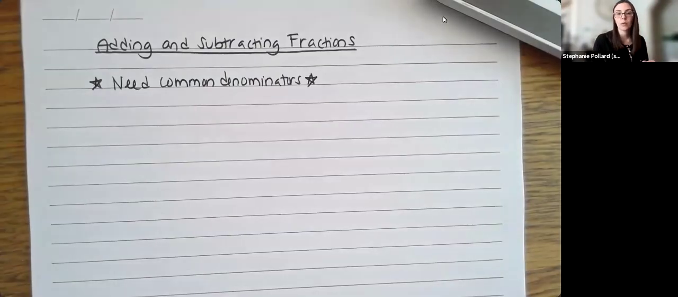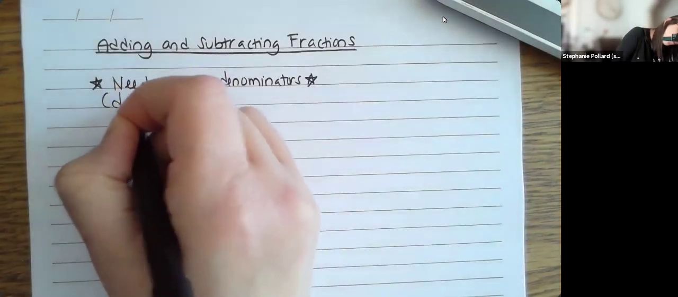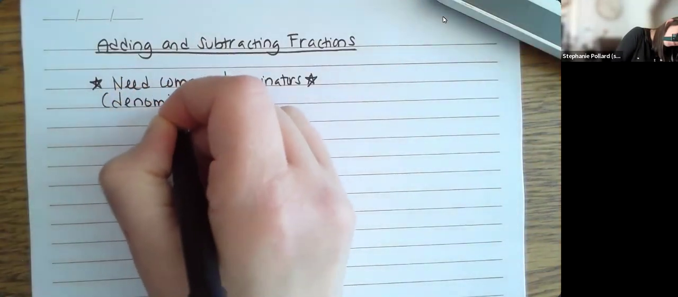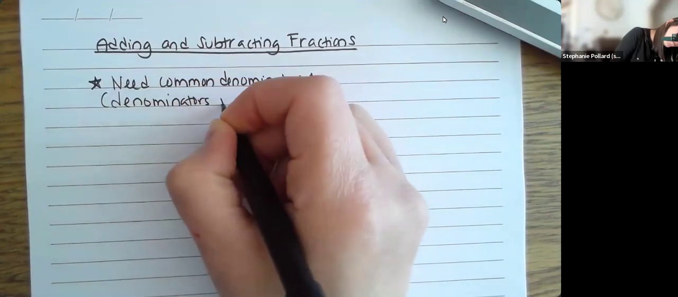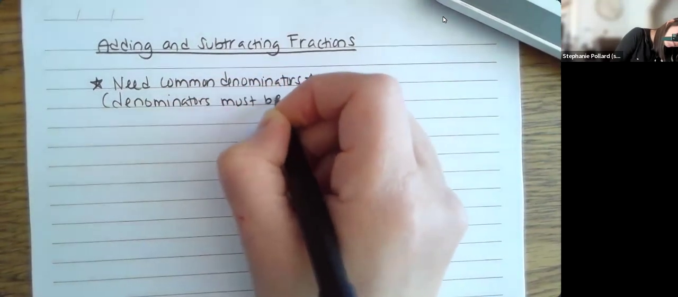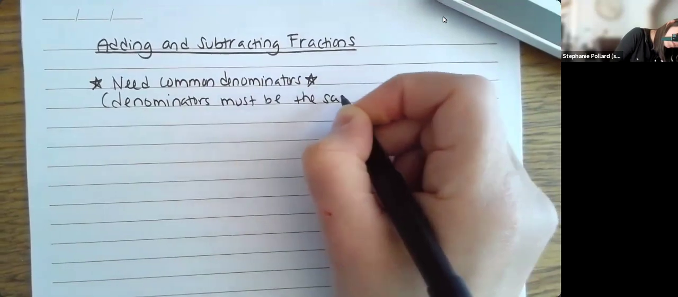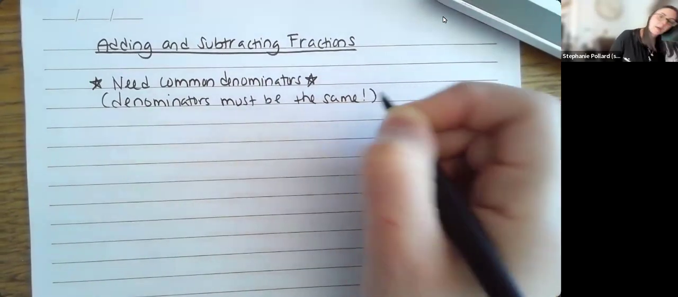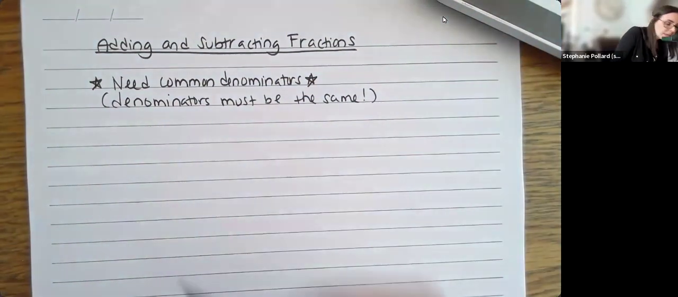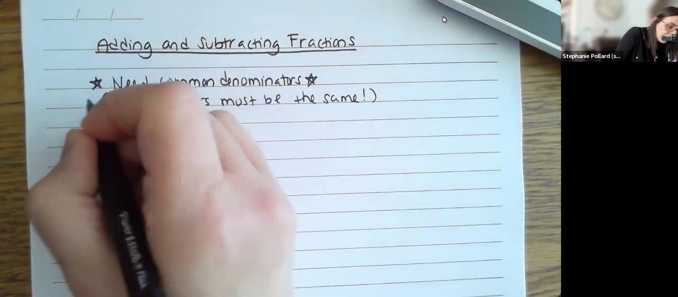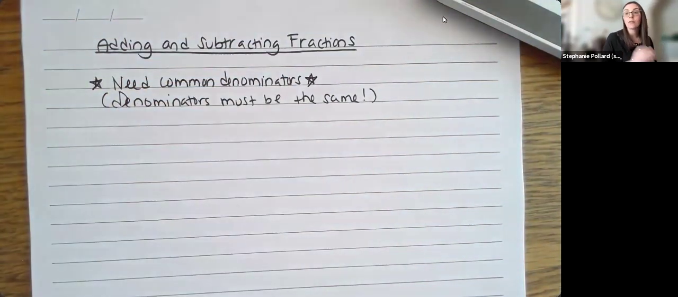In this video, I want to review adding and subtracting fractions. Now, adding and subtracting, the big thing you have to remember is that you do need common denominators, which means that the denominators have to be the same. Now, what happens here if they are the same? Then they're very quick and easy.